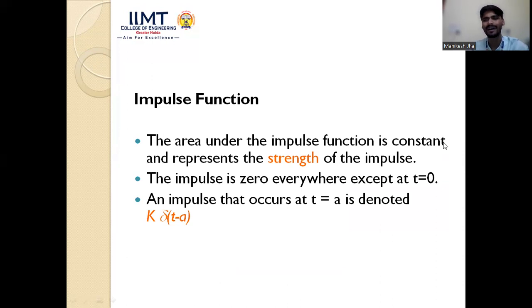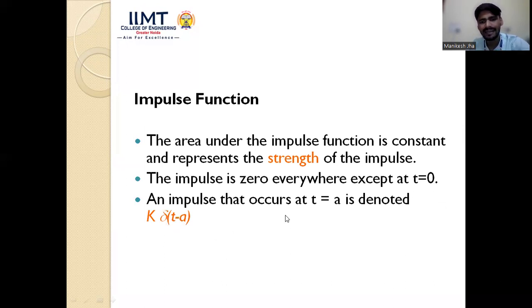So we will see what the impulse function is. The area of the impulse is 1. That is the constant, so the area under the impulse function is constant. And this represents the strength of the impulse. It shows what the strength of that impulse is. So the impulse is 0 everywhere except t equals 0. I already told you that the impulse is only defined at t equals 0.